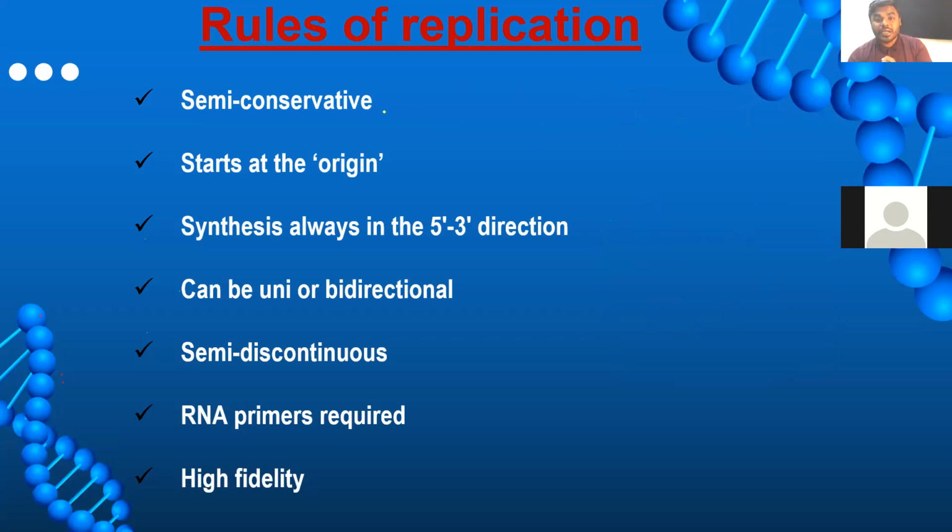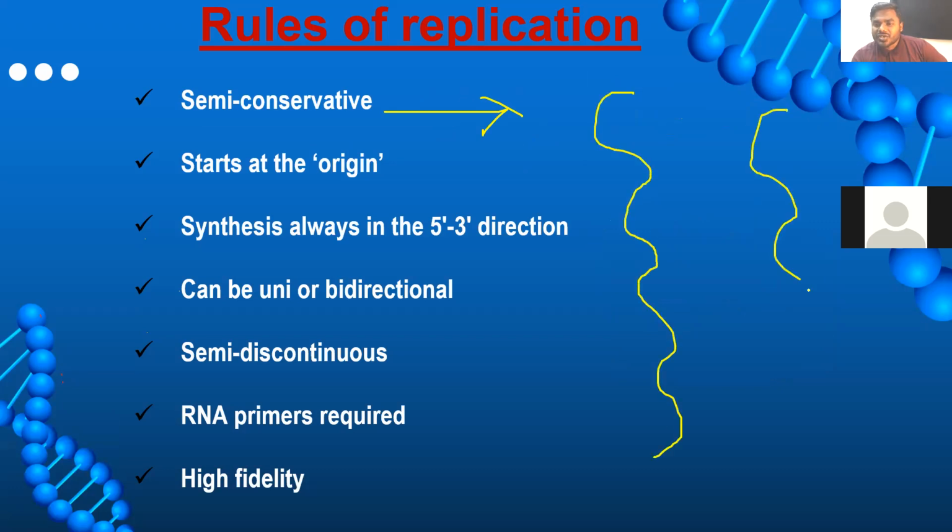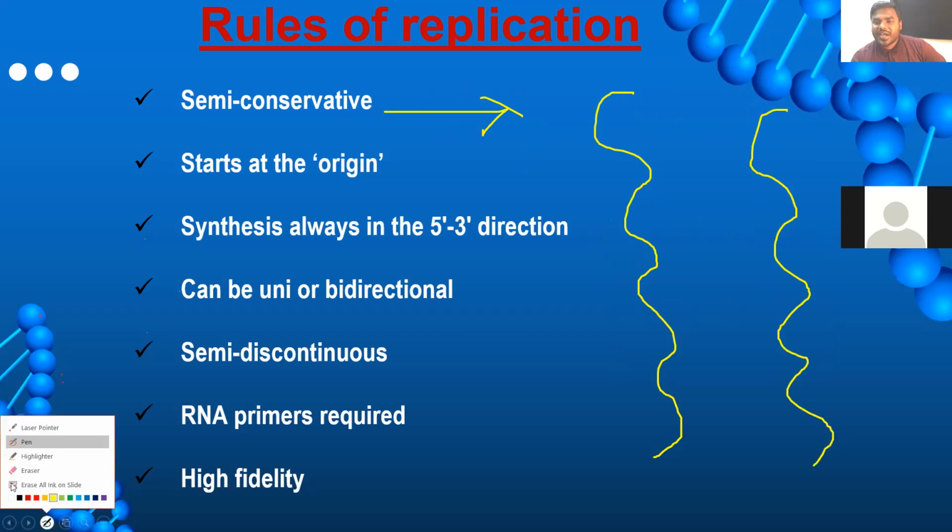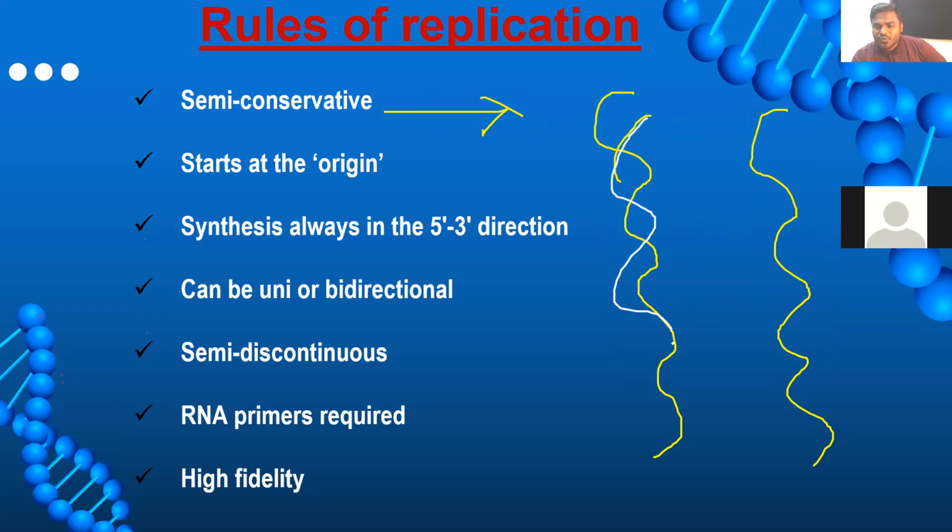What is this semi-conservative model? What Watson and Crick said actually is that during DNA replication, the two parent strands are separated and act as template strands, and to these, daughter strands are going to be synthesized. This is the simple semi-conservative model. Who proposed this? Watson and Crick.